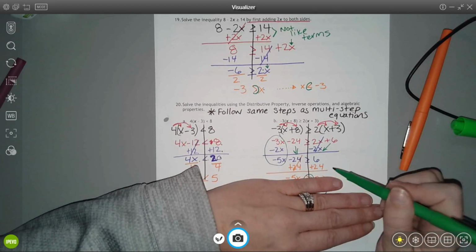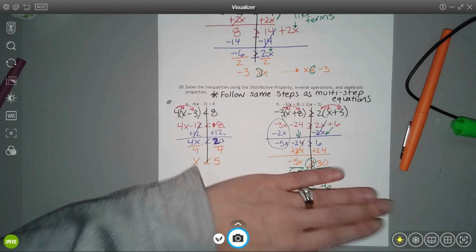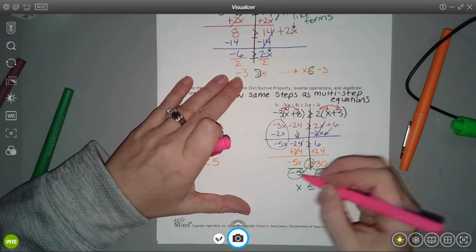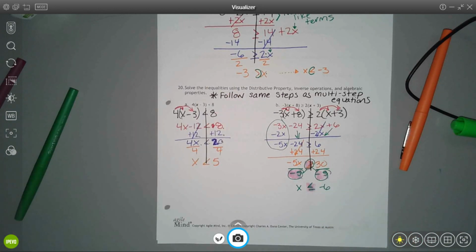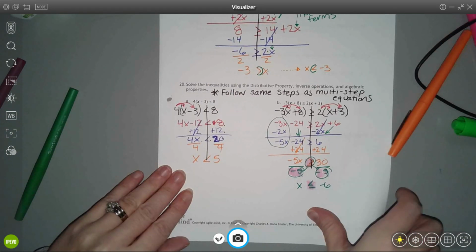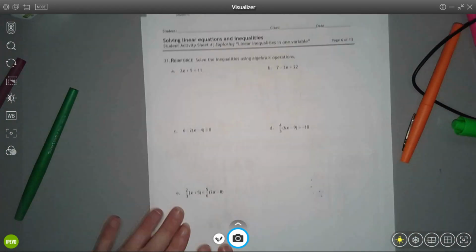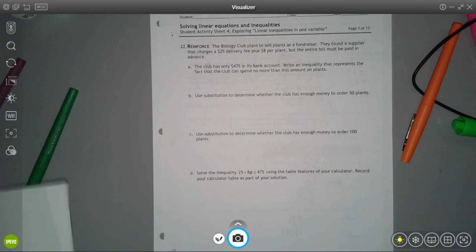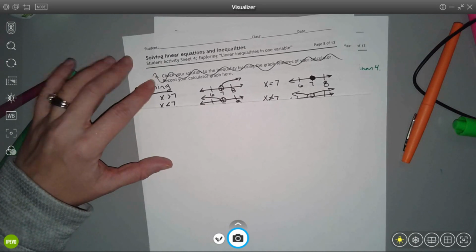Add 24 to both sides, and I get that negative 5x is greater than or equal to 30. Split that by dividing both sides by negative 5. Okay, negative alert, negative alert, negative alert. Flip your symbol. Okay, and we get that x is less than or equal to negative 6. Okay, I want you to go through these with your teacher, number 21 and number 22. And let's take a look at letter E of that one, okay?